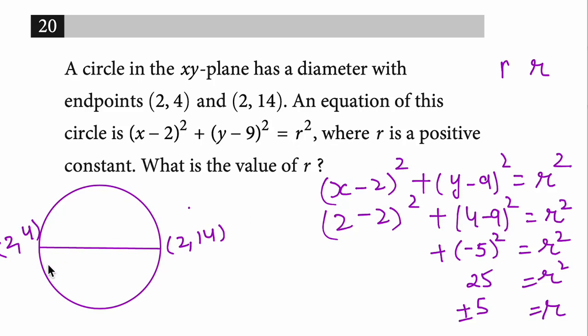Now you must think, we have plugged in (2, 4). What if we use (2, 14)? Then we can replace the 4 with 14, because the 2 is the same. So 14 minus 9, whole squared. The first part is again 0, and 14 minus 9 is 5, squared is again 25, right? And again r is equal to 5. So r is equal to 5, and that is the proper way of doing it.